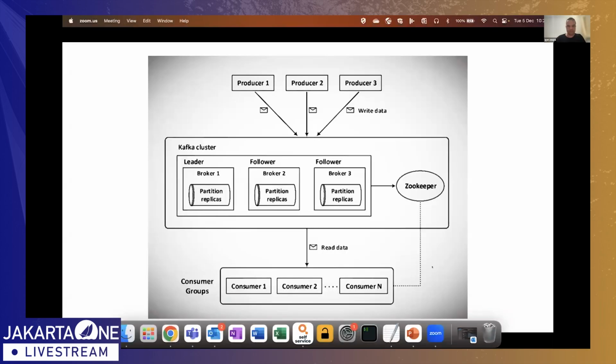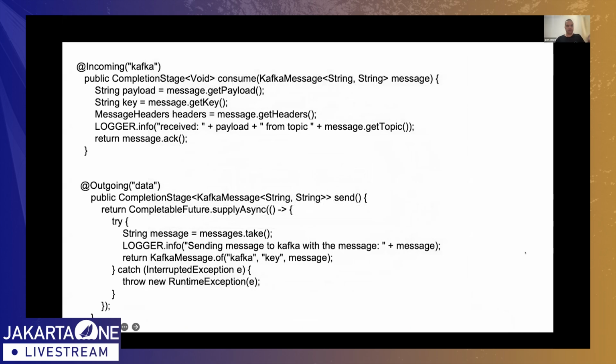All right. So one of the things that you can do is use MicroProfile. The idea here is you have the annotations incoming and outgoing. You can use them to read the data, consume, and send the data. Here is a simple example. It doesn't really matter too much, but you can consume the data in a nice way, and you can produce the data in a nice way.